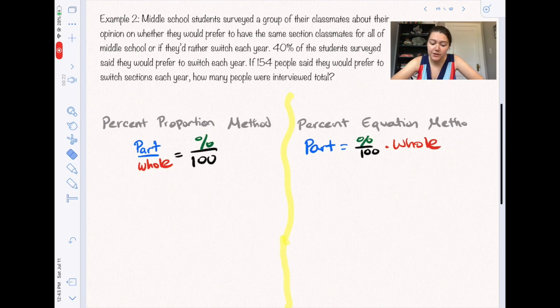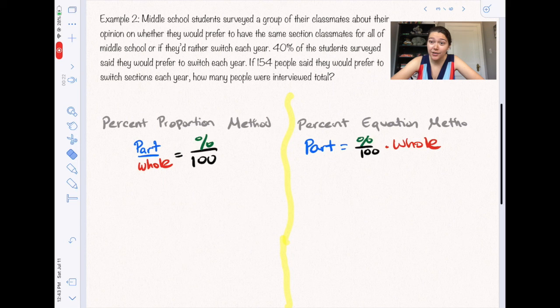Middle school students surveyed a group of their classmates about whether they would prefer to have the same section classmates for all of middle school, or if they'd rather switch each year. Do they want to have the same class for all of middle school, or every grade it's changing? 40% of the students surveyed said they would prefer to switch each year. If 154 people said they would prefer to switch each year, how many people were interviewed total?